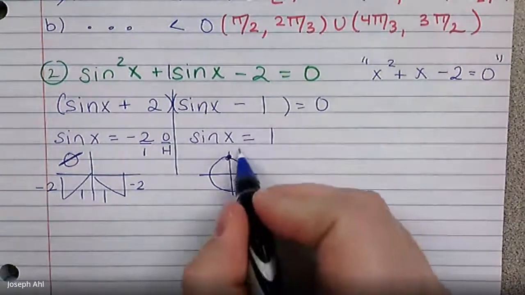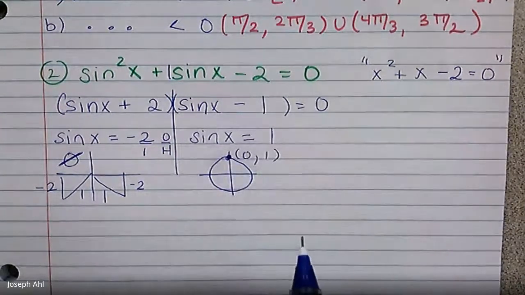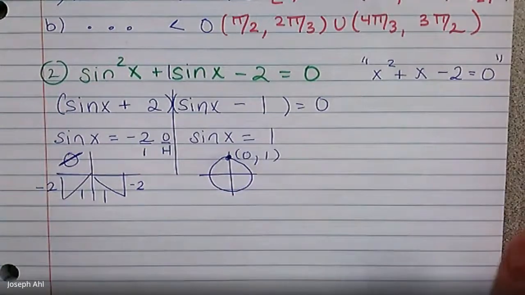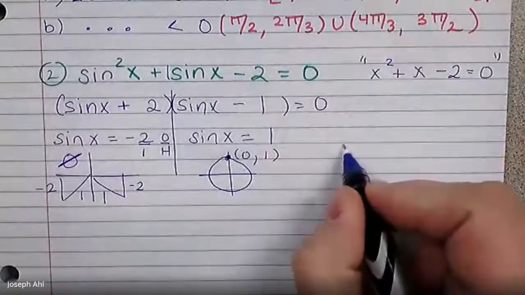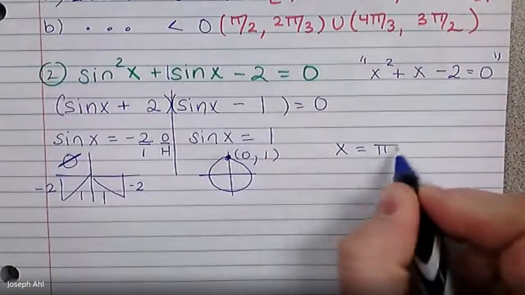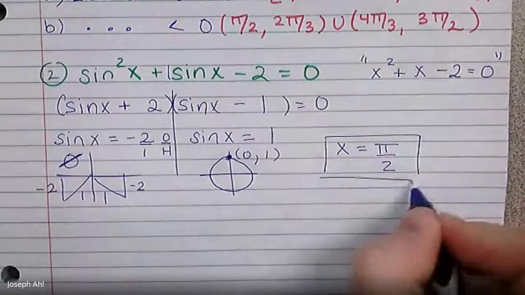1, and it happens to be right up here at the point (0, 1). Okay? So the only solution you're going to get to this quadratic equation, here we got 4 answers, but this only has one singular answer. It's when x equals pi over 2 in radians, and that's it.